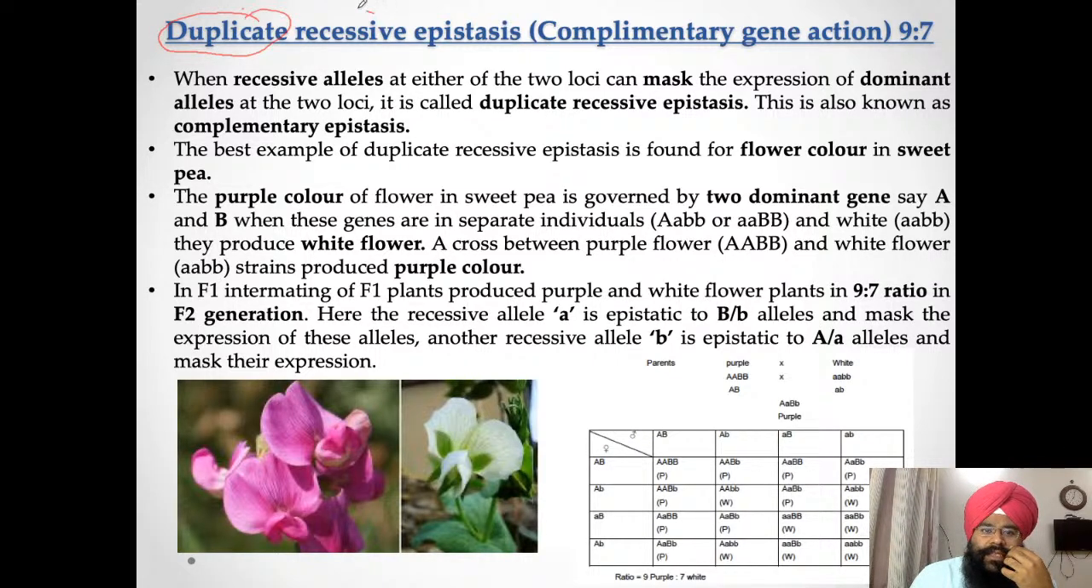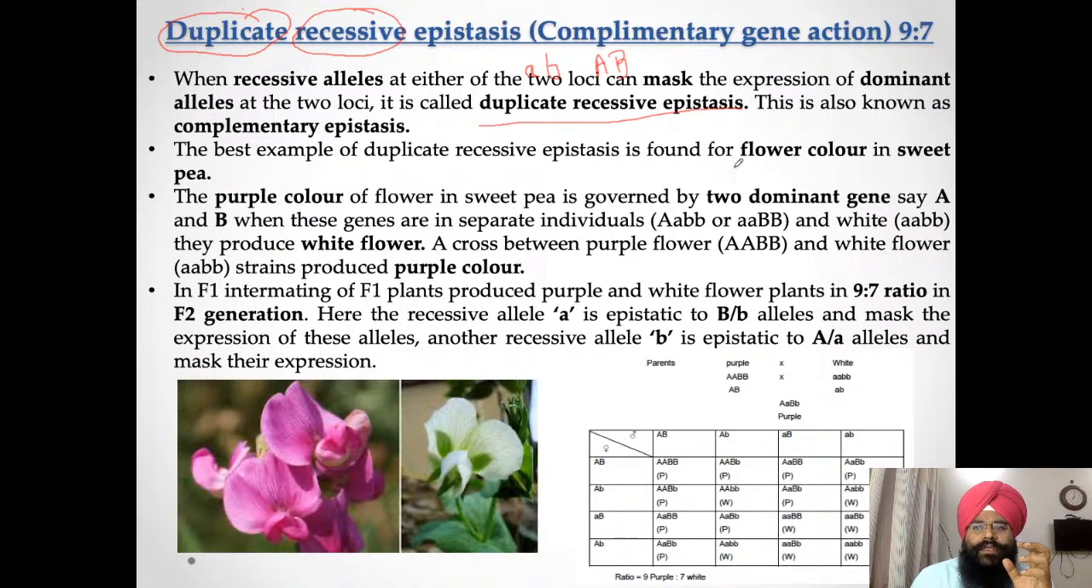Duplicate recessive epistasis: whenever recessive alleles, like small letters, at either of the two loci can mask the expression of the dominant genes. So recessive genes which are present, let's say small a and small b, are masking the effect of the dominant genes. That is called duplicate recessive epistasis, or it's also known as complementary epistasis.